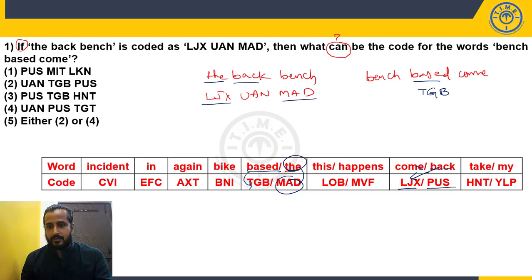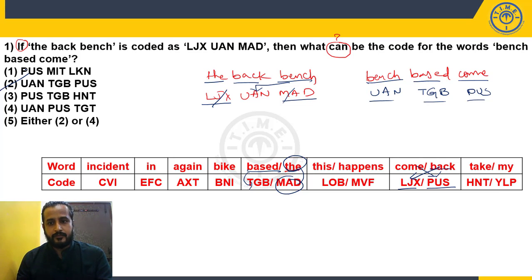So automatically the code for "come" will be PUS. So already it is given here. PUS. Now these two are ruled out, and the code remaining for "bench" will be UAN. So the code for "bench" is UAN. It is available in which option? UAN, TGB, PUS. Choice 2. So the answer is choice 2.